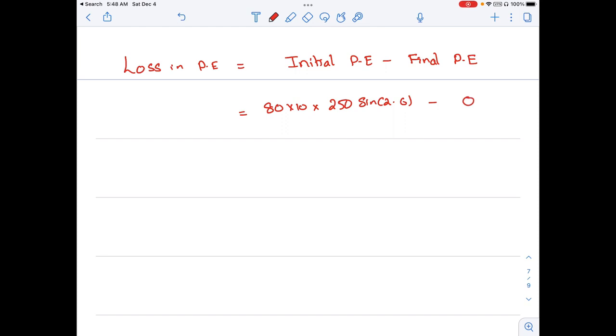because it is reaching the ground, let it be 0. So when you do that one, keep the mode of the calculator in degrees. So 80 times 10 times 250 times sine 2.6 degrees. In 3 significant figures, it becomes 9070 joules. That is the total potential energy.